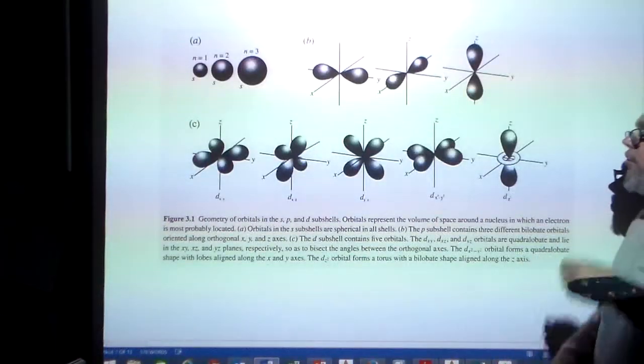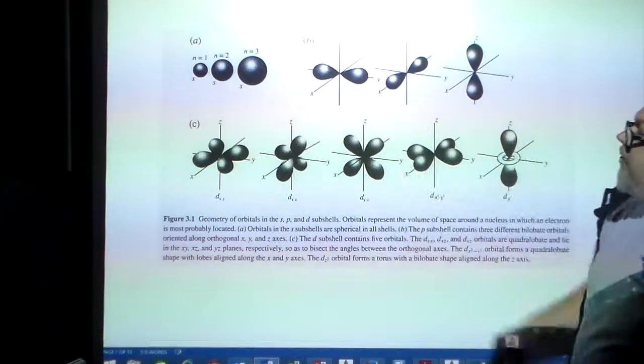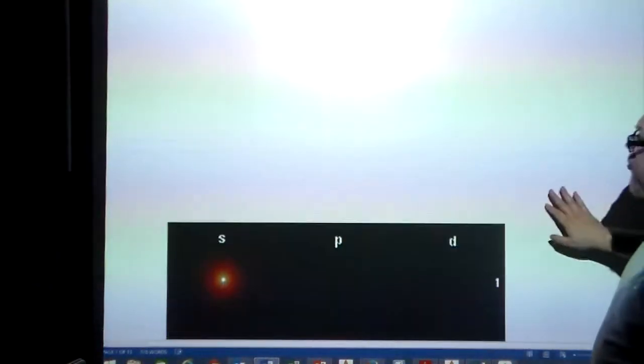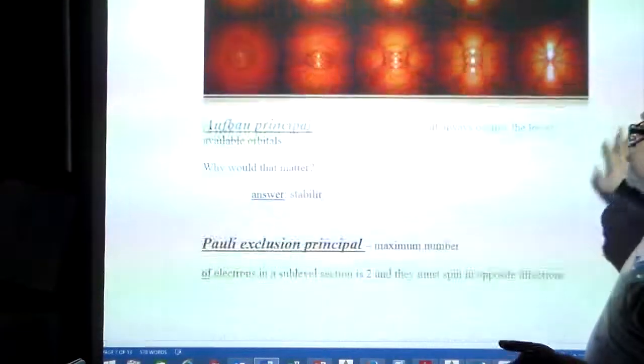So what is it that these orbitals look like? Well, they do have these particular shapes. That's true. Okay, and I'll let you guys work on that. You've seen that with the simulation that you had.